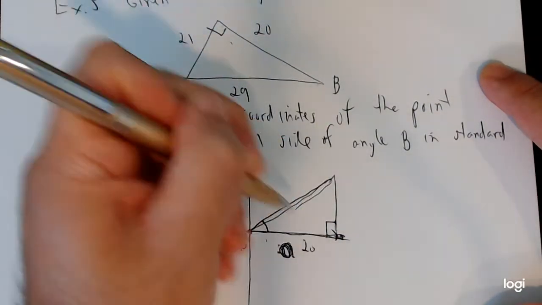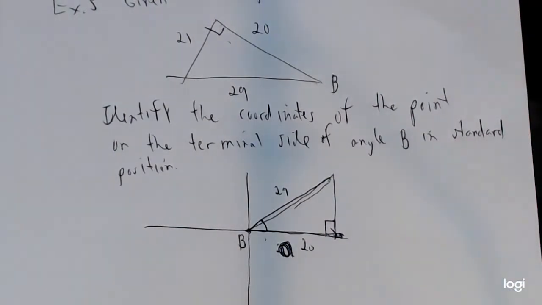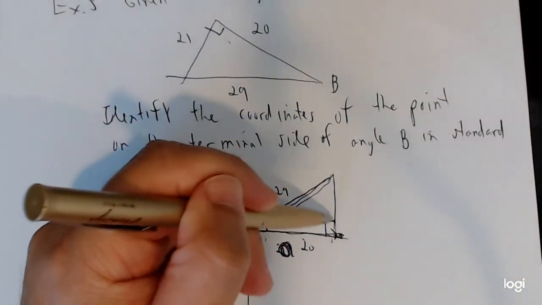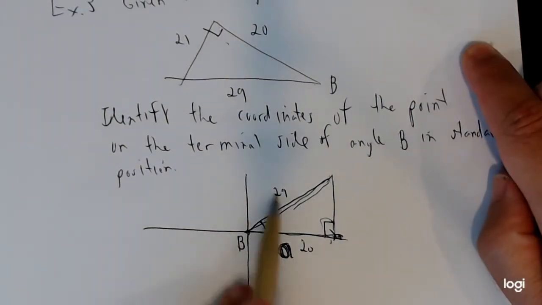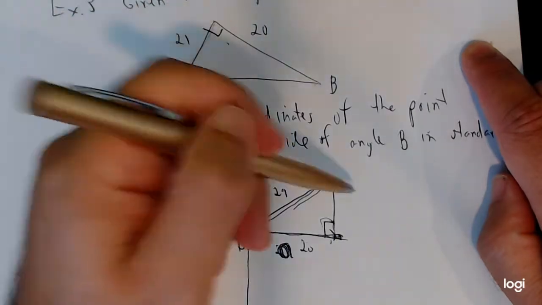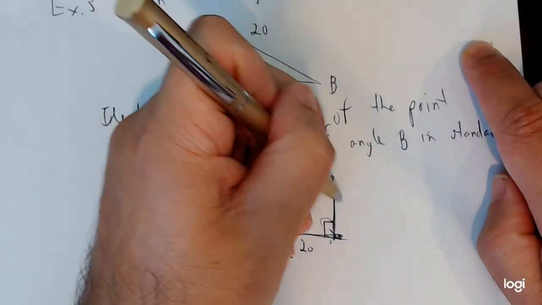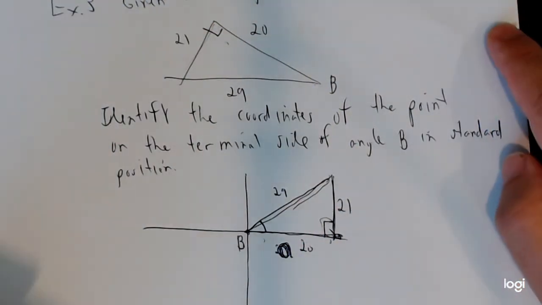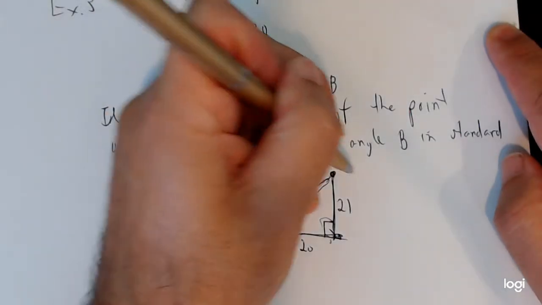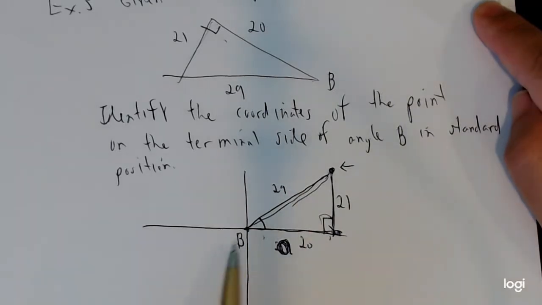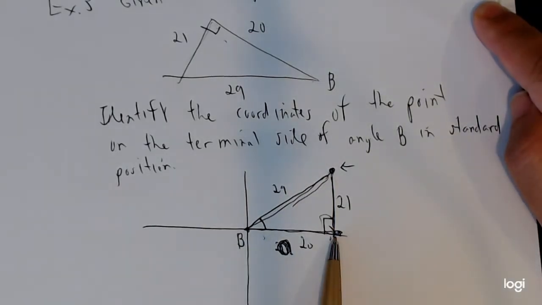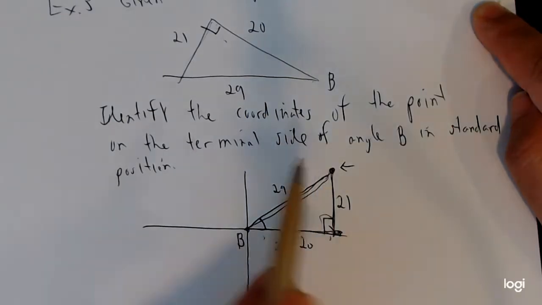So this is 20. The 29 has to be there, because if you remember, when we draw our right triangles, the right angle always has to go to the x-axis. So if this is 20, that's 29, then this, which would end up there, is 21. So once we have that, now we want the coordinates of that point. But that comes the easy part, because if I start from the origin, how do I get to that point? I need to move to the right 20 units, and then I need to move up 21 units.